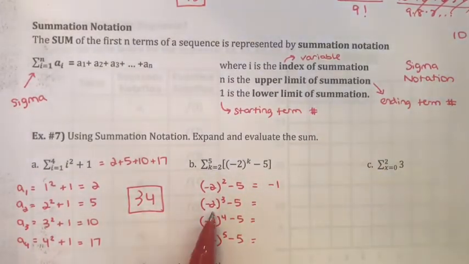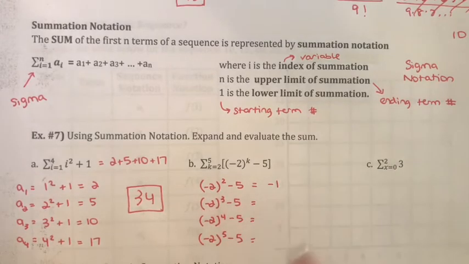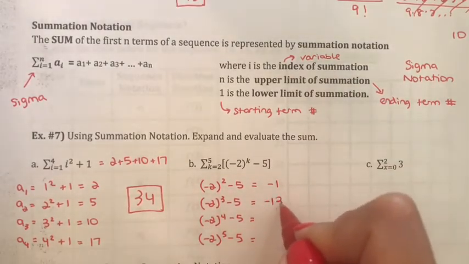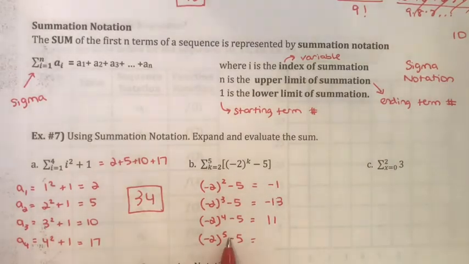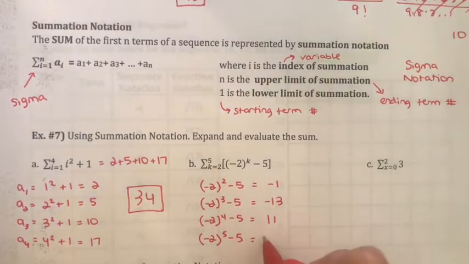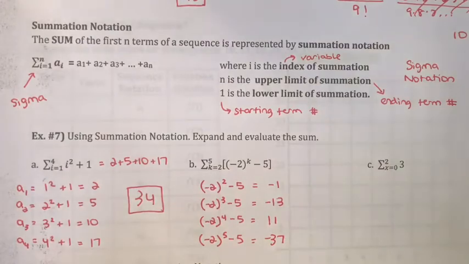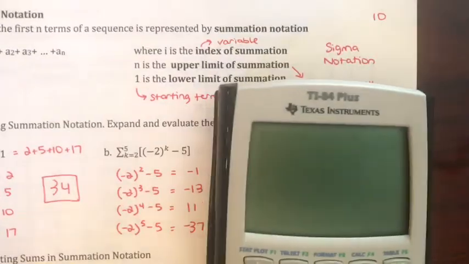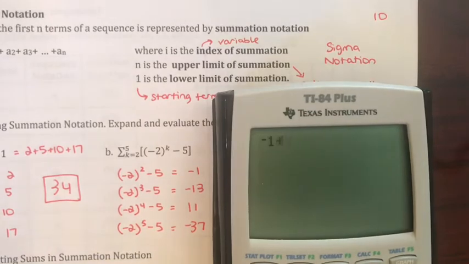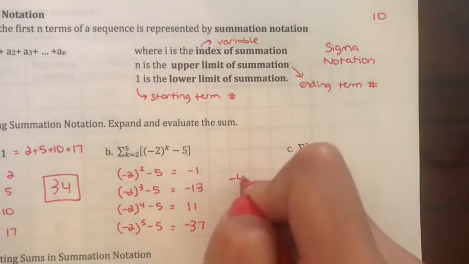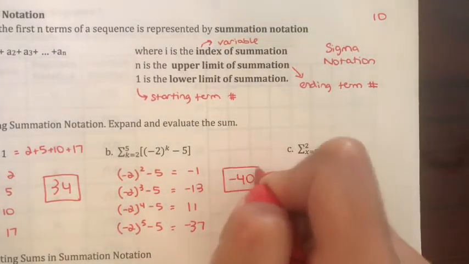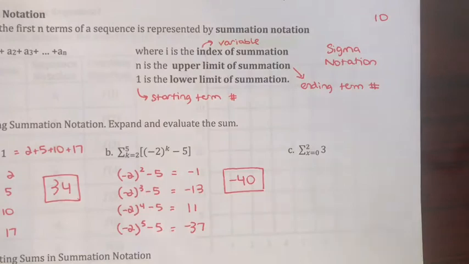Okay, use a calculator if you need to. This is negative 8 minus 5. Okay, and so now we want to add all these numbers together. Negative 40.